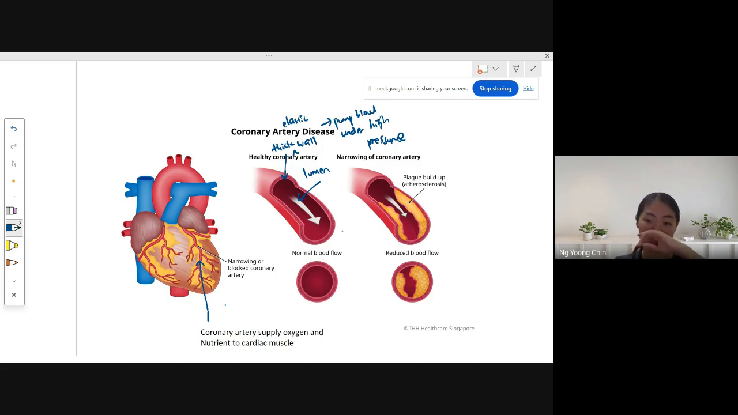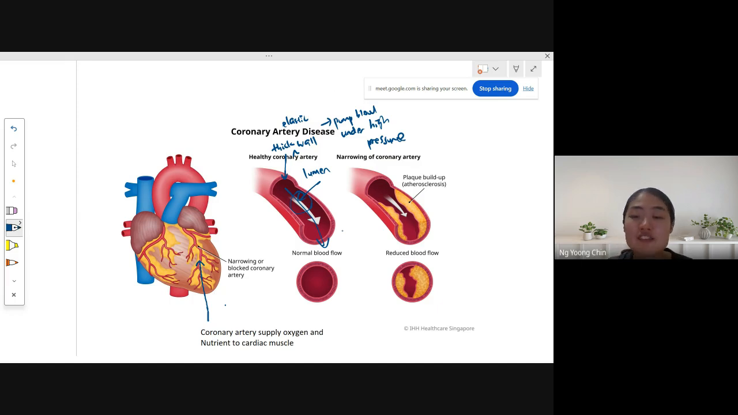I'm not sure you know that the artery actually pumps the blood under high pressure compared to the vein or the capillary. So this is in a normal person like us. You can see the lumen. There is a space inside the artery, so it allows the blood to pump, to have a normal blood flow.